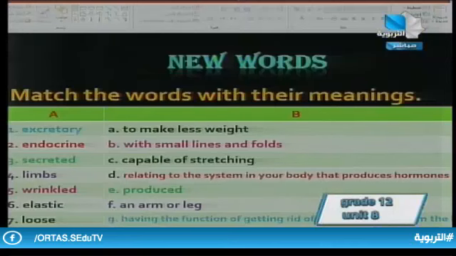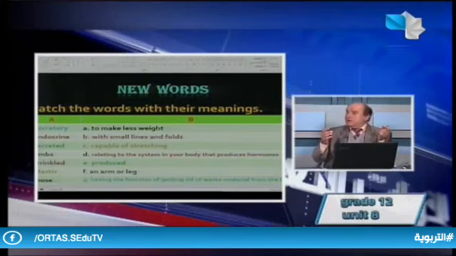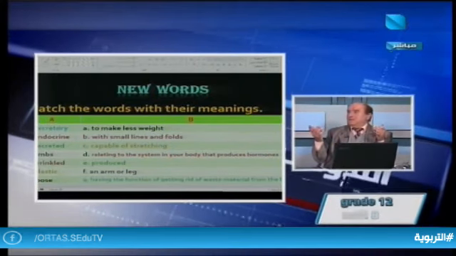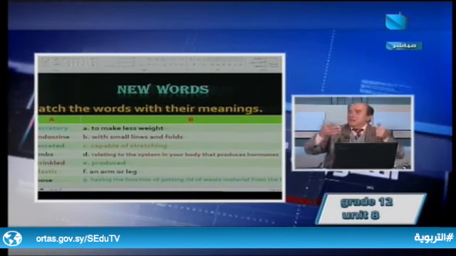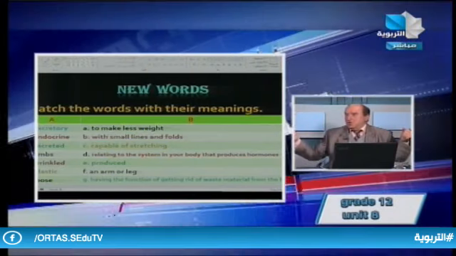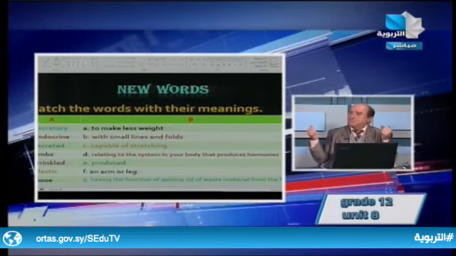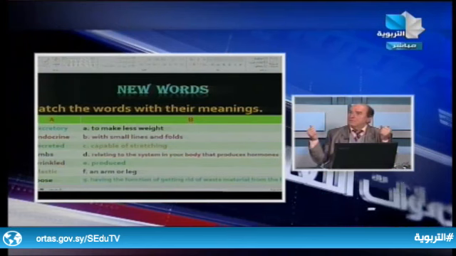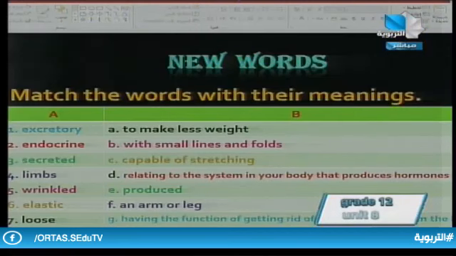Number 6, elastic. It means capable of stretching. It is the opposite of what? Tight. Yes, elastic means here flexible, the ability to stretch. So when the skin is elastic, it stretches and then it goes back to its normal place, its normal form or situation. Very nice indeed.